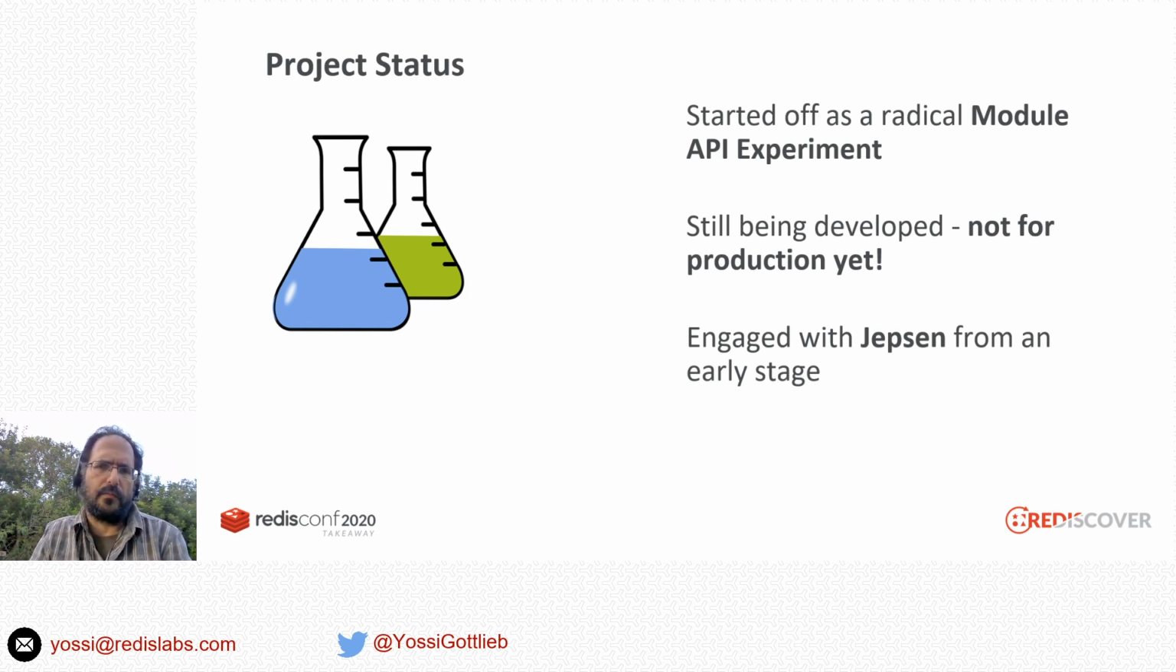Right now, RedisRaft is still being developed. It's not ready for production and it's not released yet, but we're working towards that. And part of this work involves collaboration with Kyle Kingsbury, also known as Aphyr, who will be talking next about how he used Jepsen to test and analyze RedisRaft and the issues he has found.